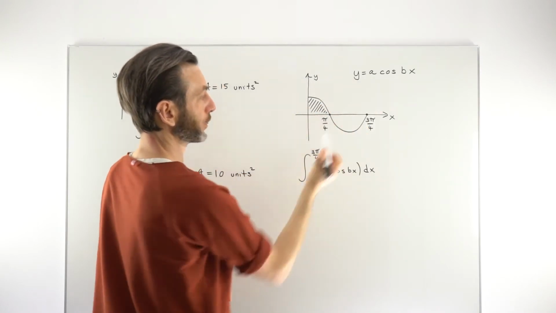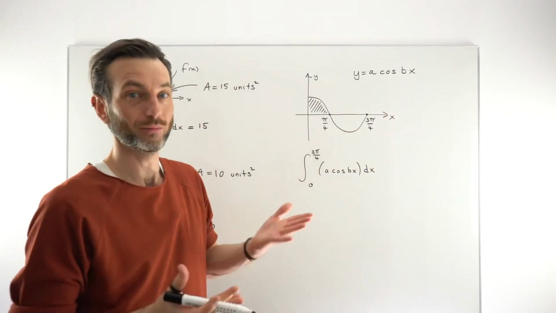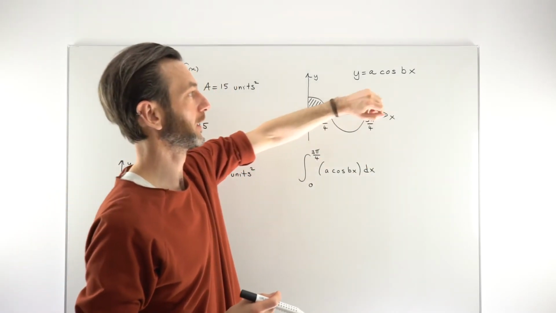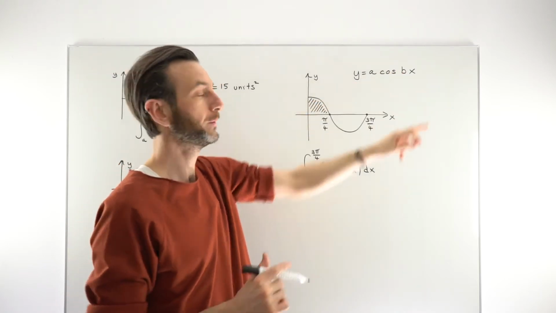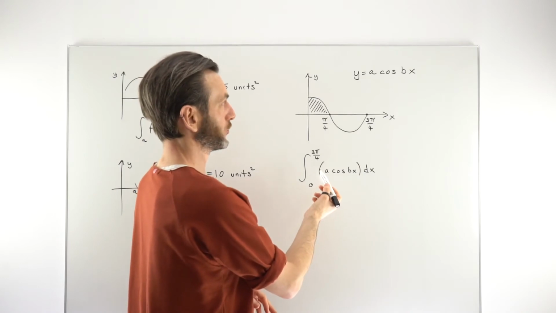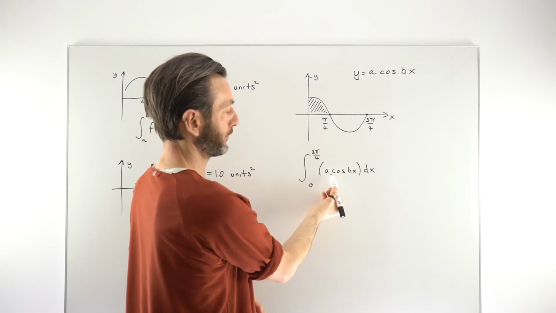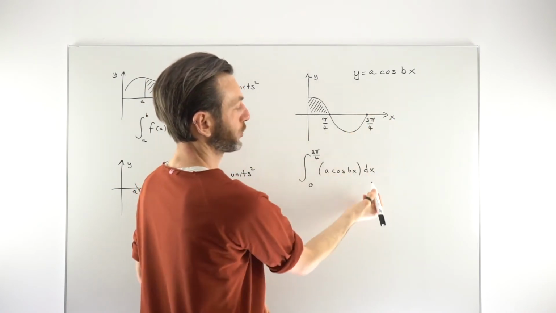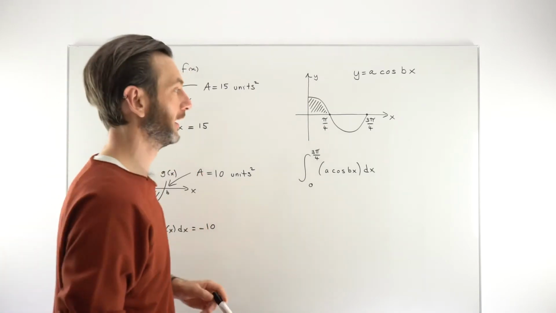So it takes on the familiar cosine shape, but notice that we don't actually know what the function is precisely. We know it's a variation of cosine with some a value in front, some b value in here, which we're not told. And then we've got to evaluate the integral between 0 and 3 pi by 4 of that same function dx. And we're given this diagram to help us achieve that.